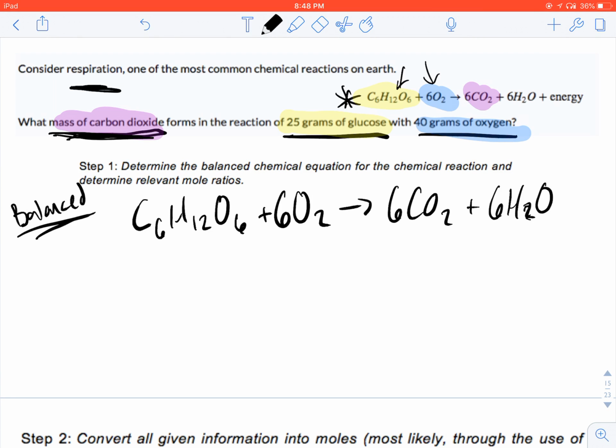Anyways, balanced equation. Now that we balanced it, we need to write the mole ratios. Relevant mole ratios. Now, when it says relevant mole ratios, we kind of have to think about it. What components are we dealing with? We're dealing with glucose, oxygen, and carbon dioxide. We're not worried about H2O.